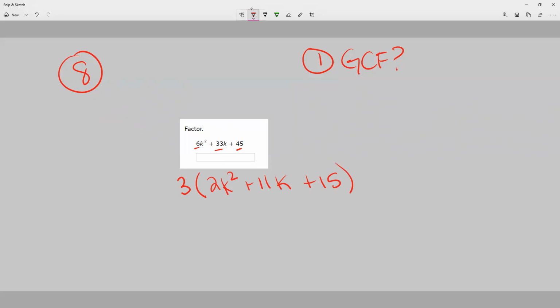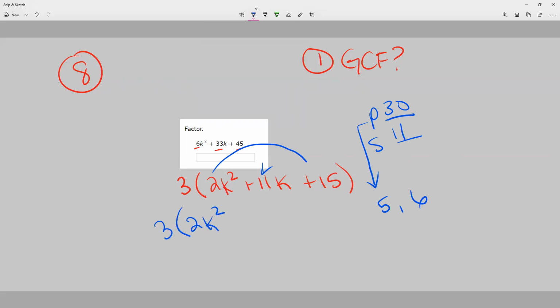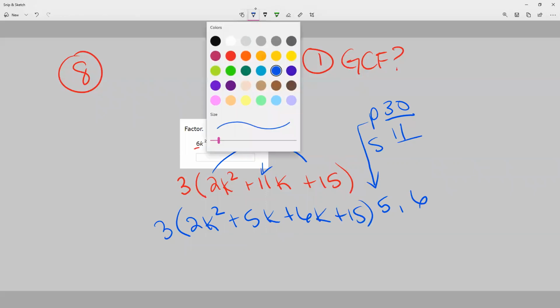So now you can go through and do your product. Product, 2 times 15 is 30, and then my sum is a positive 11. I'm looking for two numbers that multiply to be 30 but add to be 11. Hopefully 5 and 6 jump out at you. That's pretty straightforward, right? Because with all these positives, I don't have to worry as much about the subtracting part. So really this is just going to be 2k squared and then plus 5k plus 6k plus 15, and then factor by grouping.